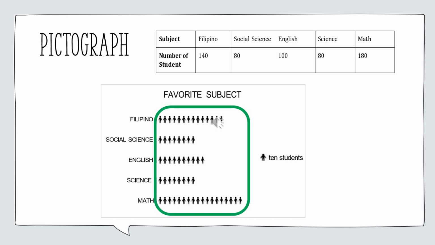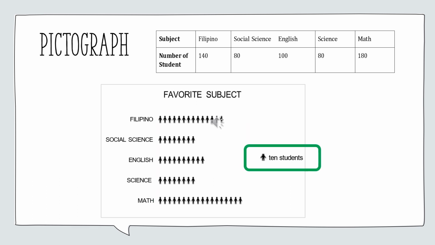The parts of a pictograph include symbols or images. Pictographs use symbols or images to represent data. Each symbol or image in the pictograph represents a certain number of things, making it a visually appealing way to convey information about the provided data.